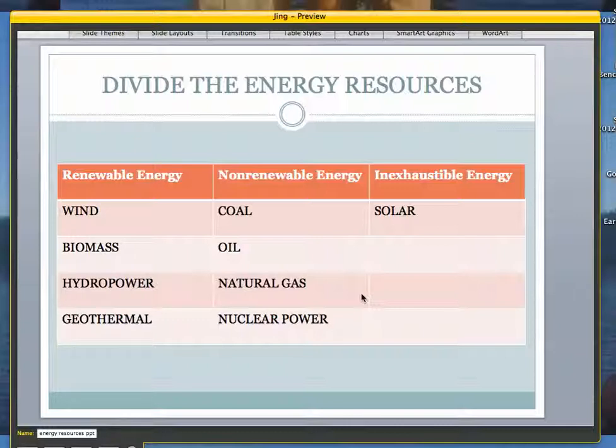The renewable energies that we talked about are wind, biomass, hydropower, and geothermal. The non-renewable energy resources that we discussed are coal, oil, natural gas, and nuclear power. The only inexhaustible energy is solar energy.